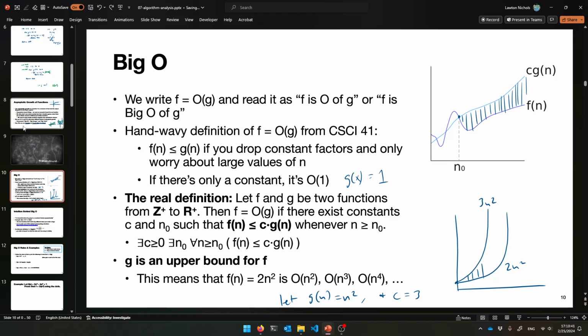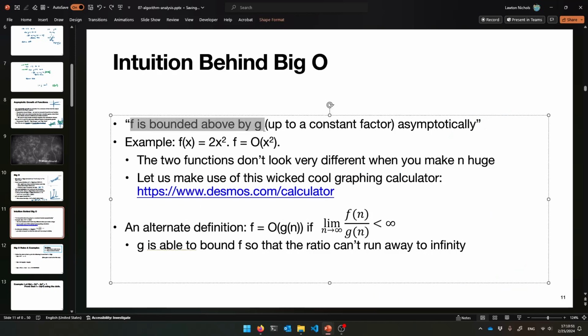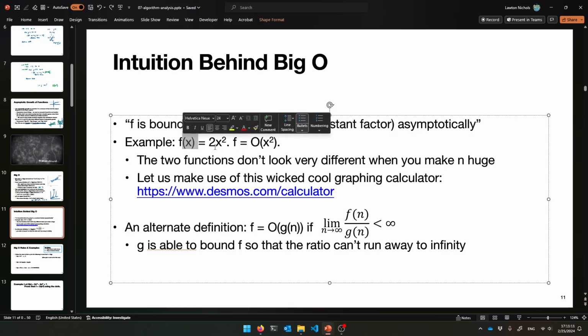All right, so that's what big O means. Hopefully, it makes a little bit of sense. Let me try to give you some more intuition. It's really talking about upper bounds. So it's saying that f is bounded above by g up to a constant factor asymptotically, which again may not make a lot of sense. But my standard example is the one we just did. If you have f of x equal to 2x squared, it is big O of just x squared. You've got to keep the variables the same, though. We're talking about x's. It's not O of n squared when x is the variable.